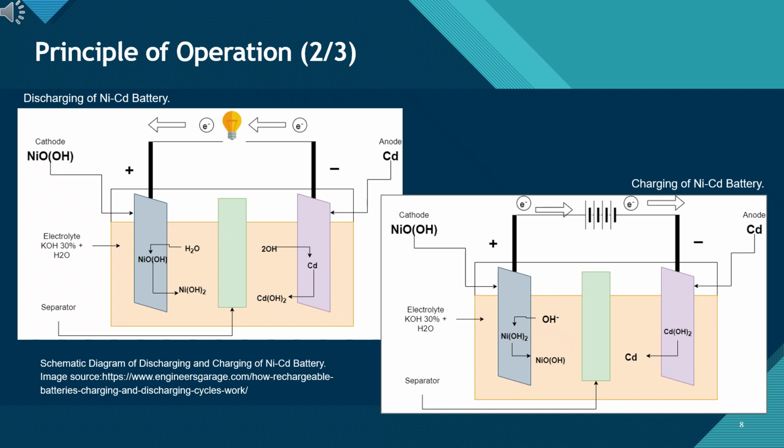On the right, we see the charging process, which is basically the reverse. By applying an external power source, electrons are pushed back into the cadmium electrode, reducing cadmium hydroxide back to metallic cadmium. At the same time, nickel hydroxide is oxidized back to nickel oxyhydroxide at the cathode. The system resets, ready for another discharge cycle. So in simple terms, discharge equals battery powering your device, electrons flow out. Charge equals power supply pushing electrons back in.